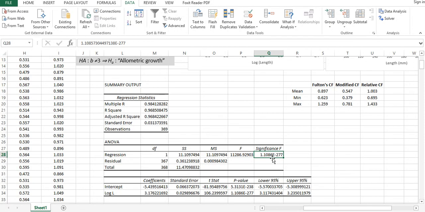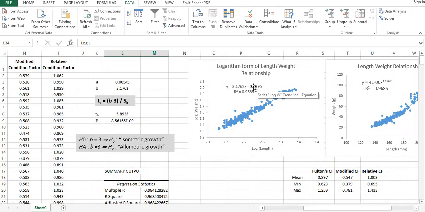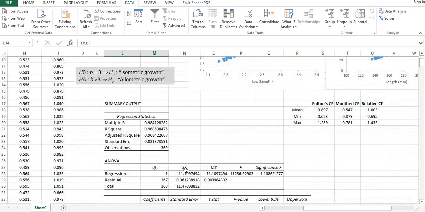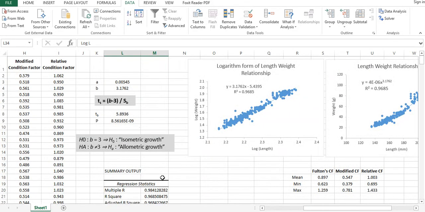Here you can get your coefficients, meaning your intercept and slope. You can check that your b value is 3.17, the same as the graph value, and the intercept is the same value, and this is the slope. From the intercept and slope you can also calculate your a by converting the a dash into the exponential, or 10 to the power. So here you can calculate your a and b.